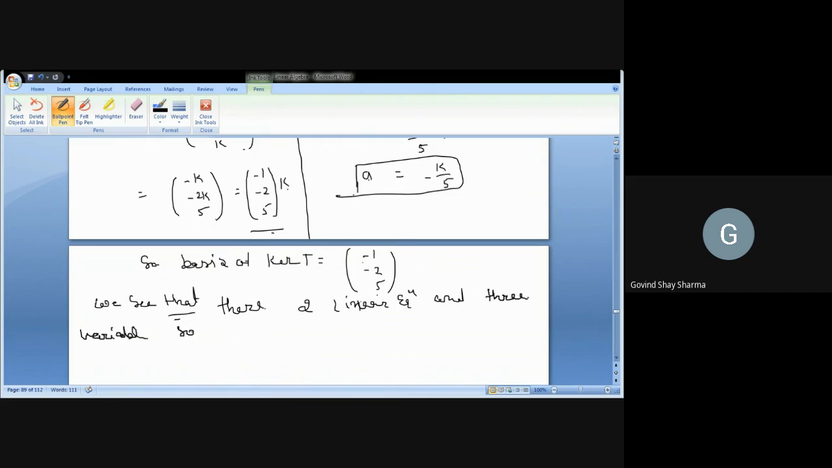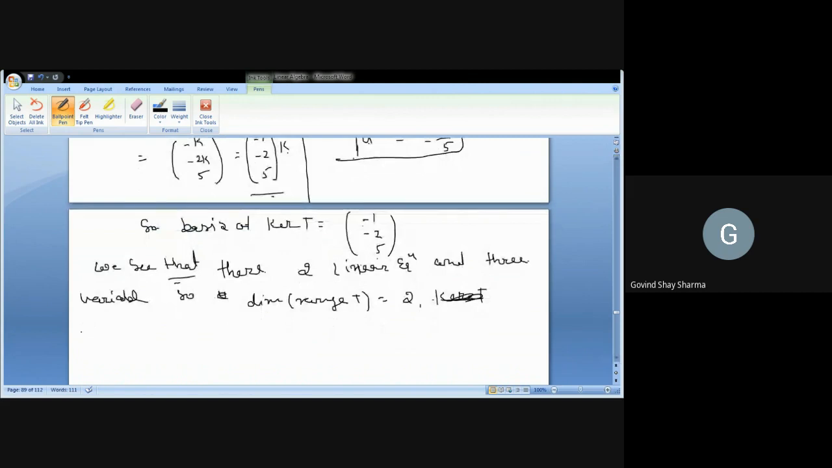So one variable, so dimension range, we can say the solution of kernel T, dimension of range T we can say is 2. And the kernel T dimension is 1, because one variable simply gives us 0. So the dimension of kernel T is equal to 1.